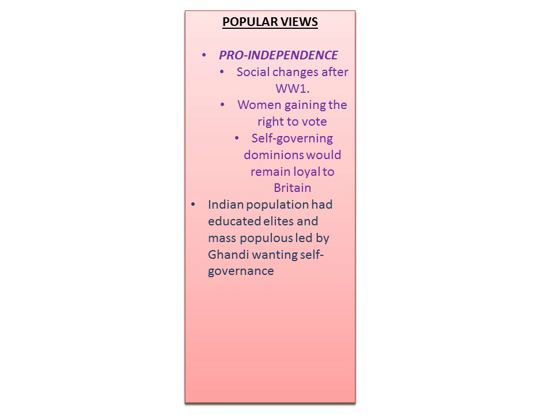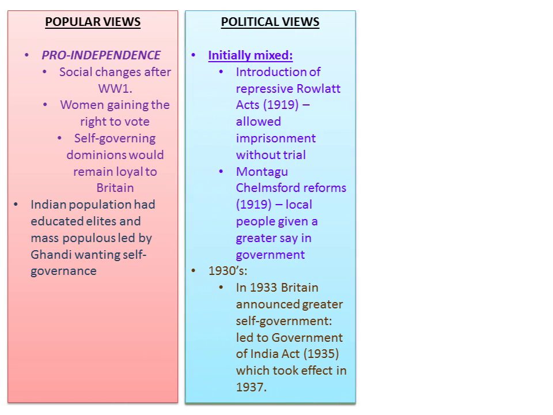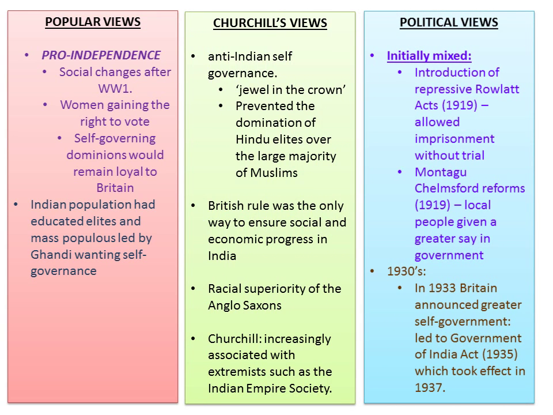In both the issue of Indian independence and the abdication crisis, it is helpful to separate the popular views, the political views, and Churchill's views, in order to effectively compare the three and make the case that Churchill was out of office because of his outdated and out-of-touch views. In terms of Indian independence, the majority popular view was pro-independence, which responded to the social changes following World War I, with Britain becoming more democratic following the end of World War I, with women gaining the vote and the assurance that the self-governing dominions would remain loyal to Britain, which caused people to believe that Indians should have these rights too.